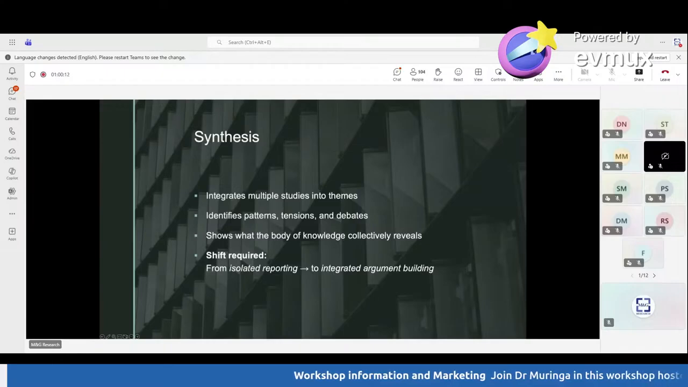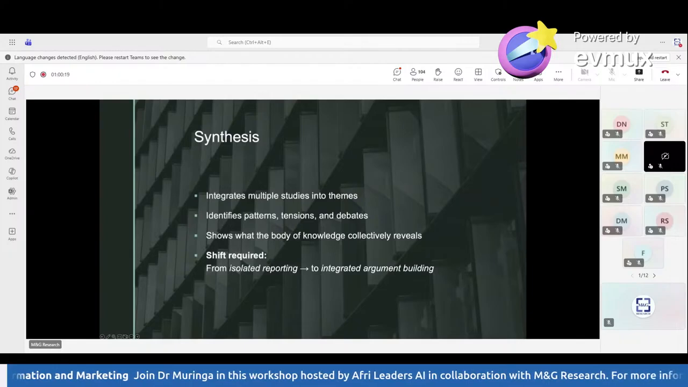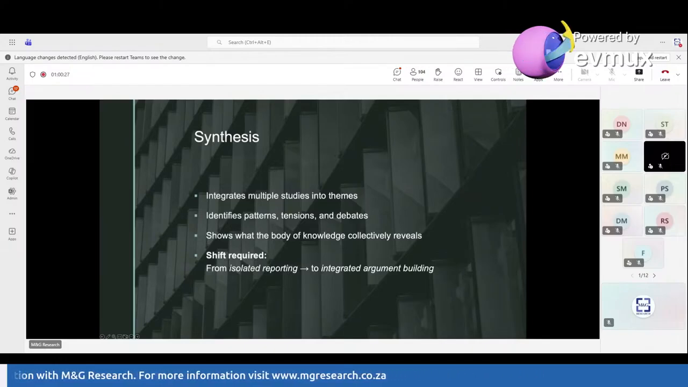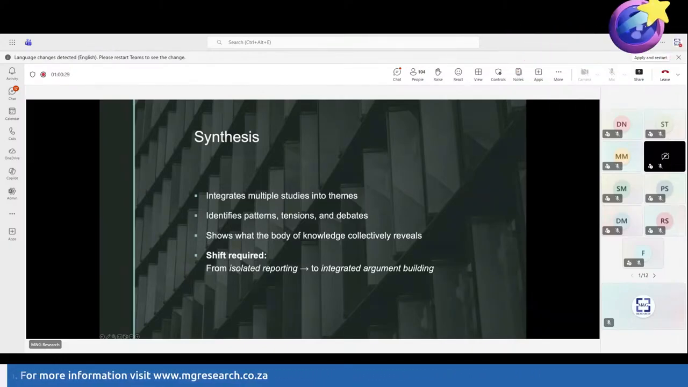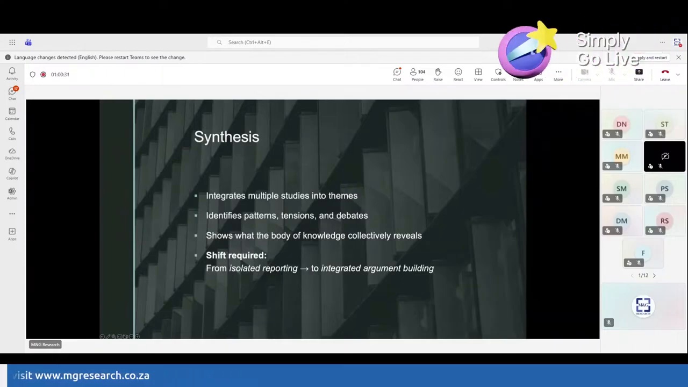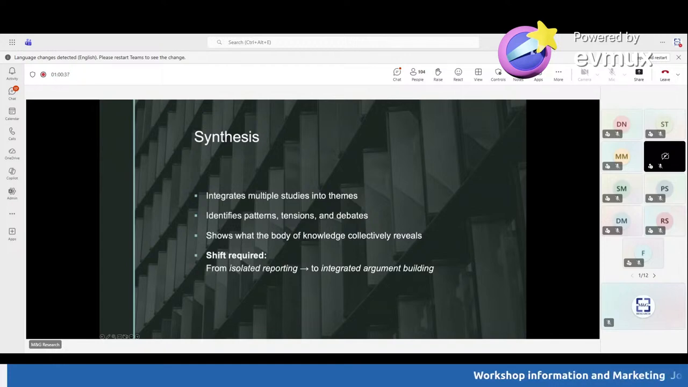Then you need to identify key debates. Those debates need to be categorized. What are the prevailing debates? So we're saying in a synthesized literature review, you're detaching yourself from summarizing to looking at patterns, tensions, and debates so that you can show what the body of knowledge collectively reveals. And what is being revealed is in relation to what your key questions are asking, right?